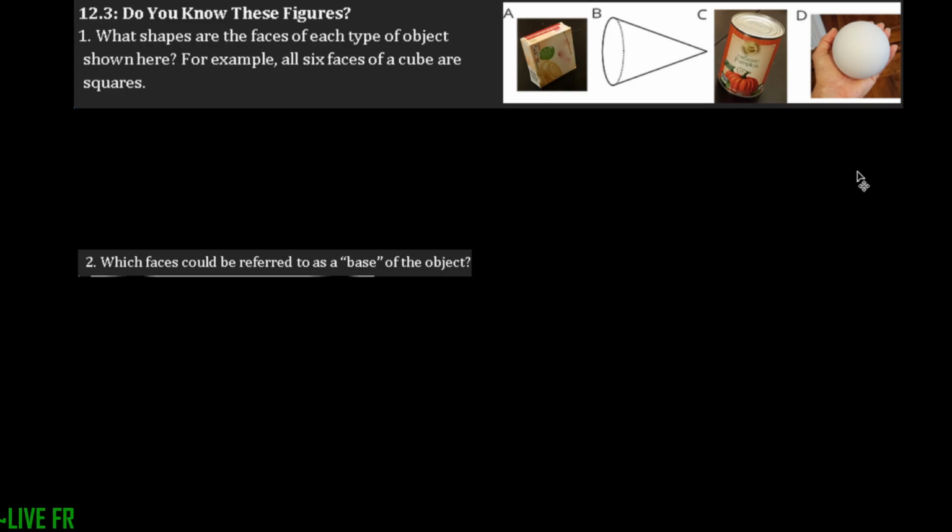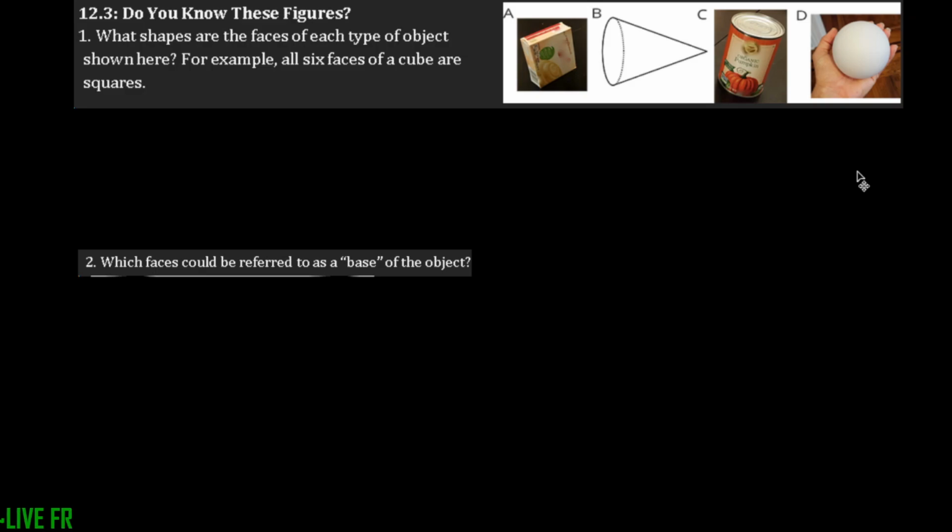In this video, working on unit number 5 still, we'll talk about lesson 12. We're going to be working with these 3D solids still, talking about volume and how these shapes work out. So in the first part, it says, what shapes are the faces of each type of object shown here?